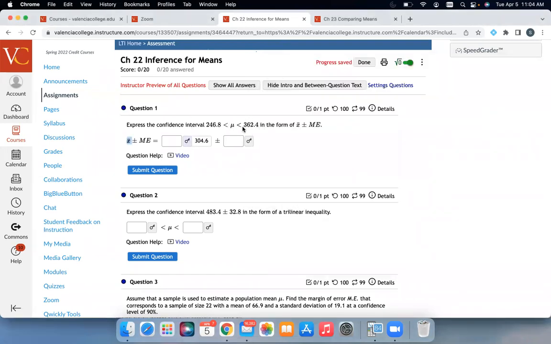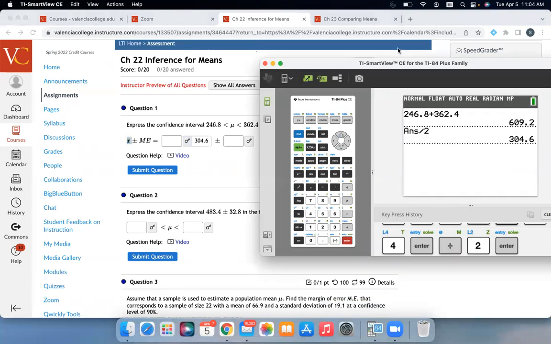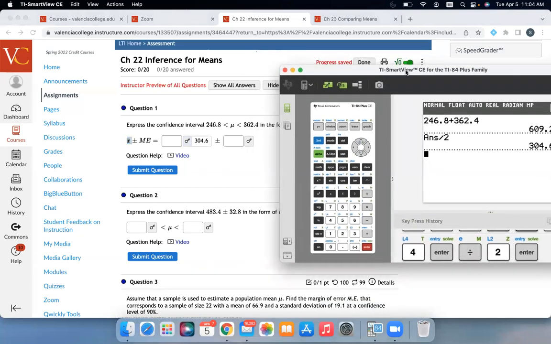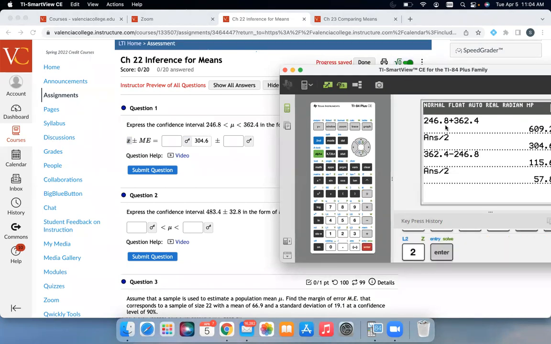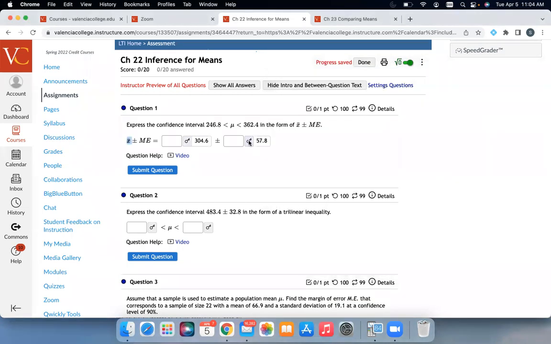is our sample mean. Okay, how do we find the margin of error? The same way we've always found margin of error. High minus low divided by 2. Same way we're doing it back on test 3. To find the margin of error, high minus low divided by 2. Write that down. And then divide that by 2. 57.8 looks like I wrote there.